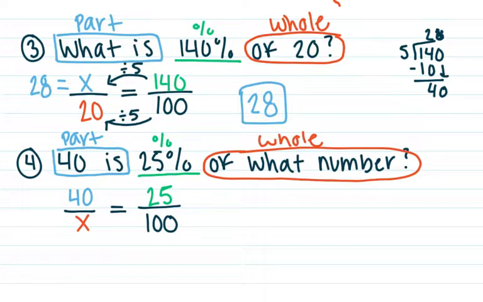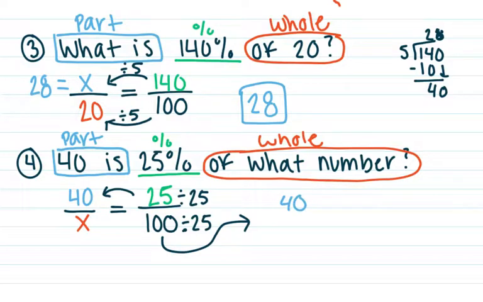Now, this is another one where I can see 25. There's nothing I can do to 25 to make it become a 40. Okay, 25 times 2 is 50, and that's too much. All right, so what that tells me is that I am going to have to simplify this fraction right here. And so I'm actually going to divide by 25. When I do that, let me rewrite my problem here. I have 40 over x, and that equals my new fraction, which is going to be 1 over 4.